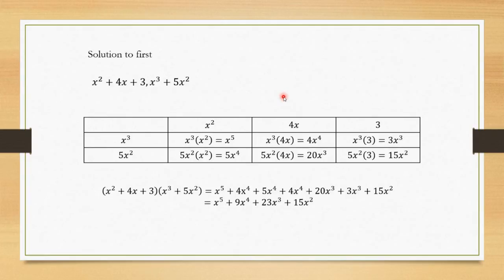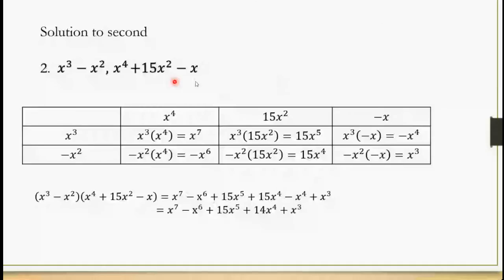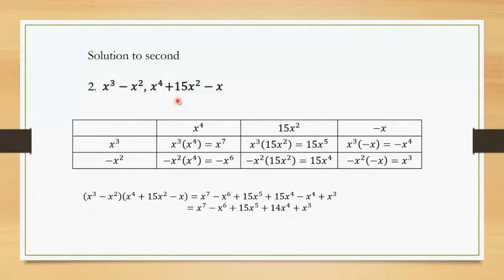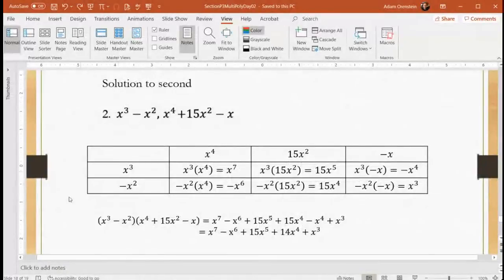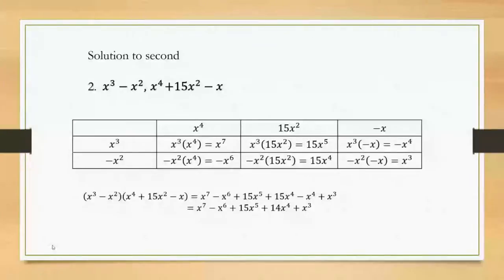So that's the first example. Well, let's look at the second. So again, it's really just the same idea. We have x to the 4. This polynomial I'm using to form the columns. The other polynomial I'm using to form the rows. That's all I'm doing here.